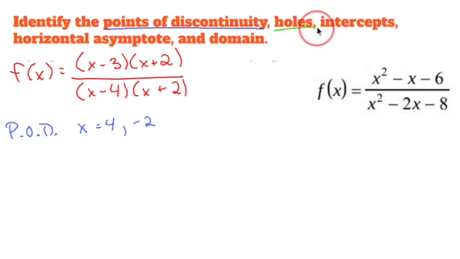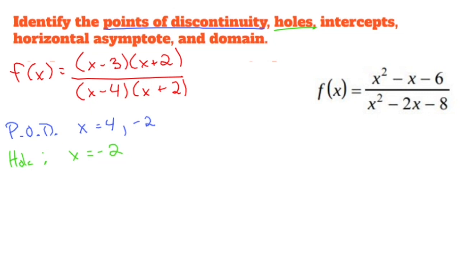A hole exists when a point of discontinuity appears as a factor in parentheses that is the exact same on the top and bottom. In this case, since I have an x plus 2 on the bottom and an x plus 2 on the top, my hole exists at -2. If I were to graph this, there's not an asymptote happening there. You just have a break in the graph. That's what a hole means.